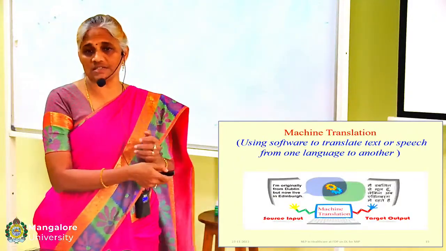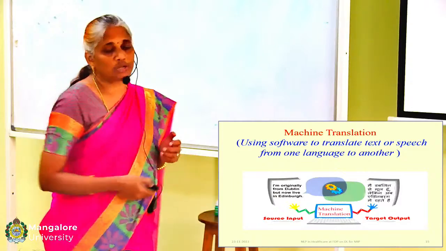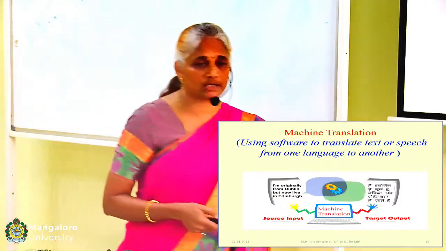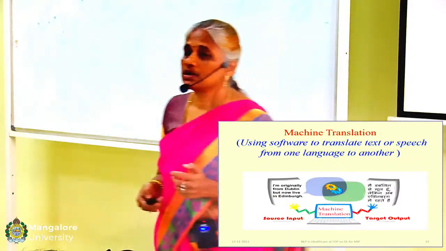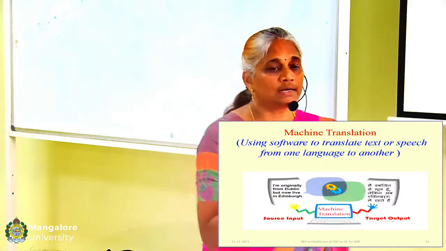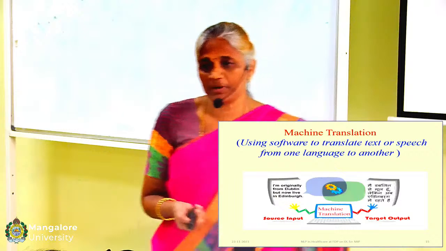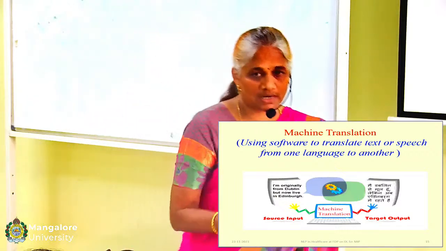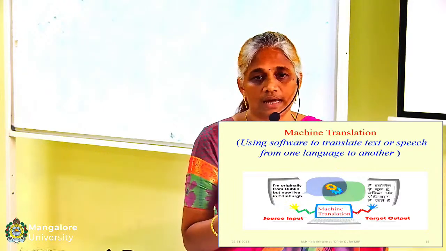So machine translation, which I already mentioned. Translate from source to target. What is source and what is target? Source can be text, target also can be text. Source can be text, target can be speech. Source can be speech, target can be text. Source can be speech, target can be speech. Can source be text and target be image?